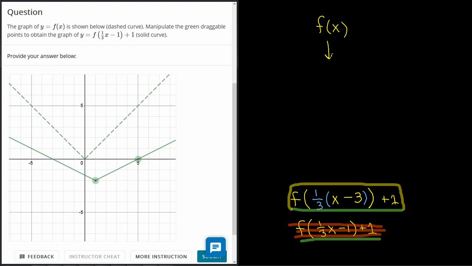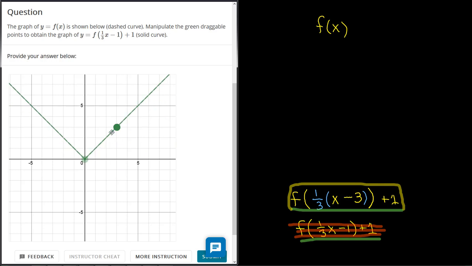So the first transformation I'm going to do is 1/3 x. Oh, sorry, I forgot something. Let's back up. Actually, wait. Let's back up for a minute. I got ahead of myself. So the idea is I'm starting with f of x.